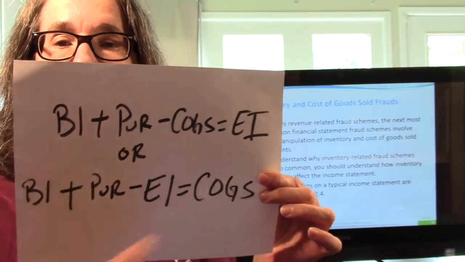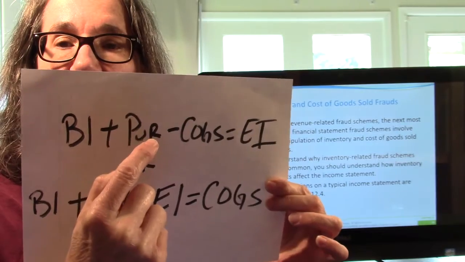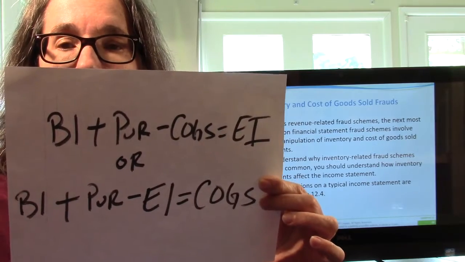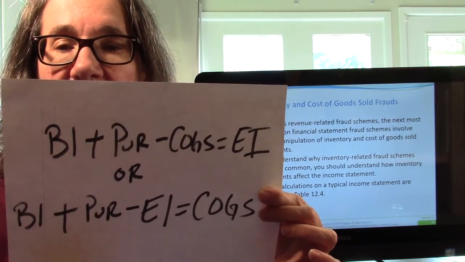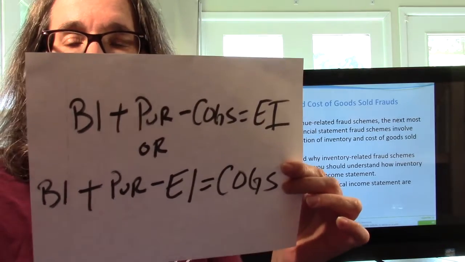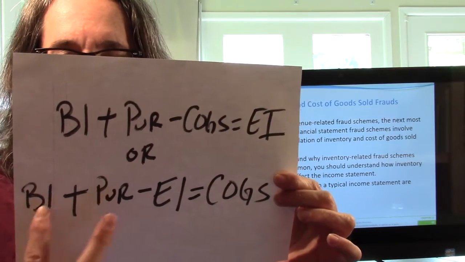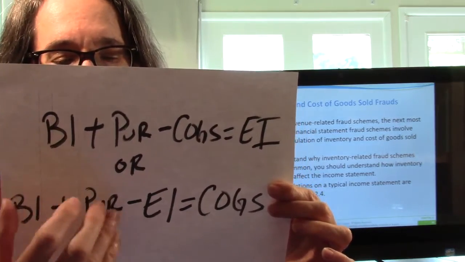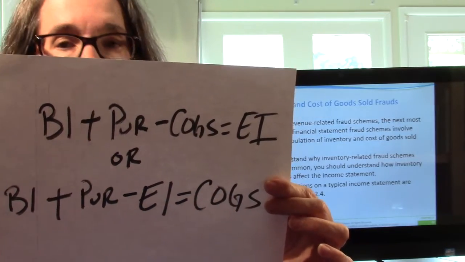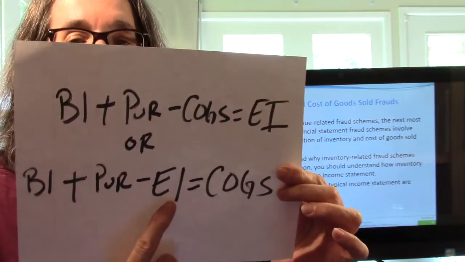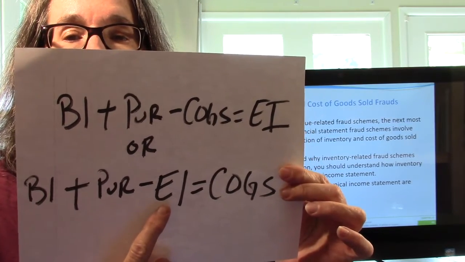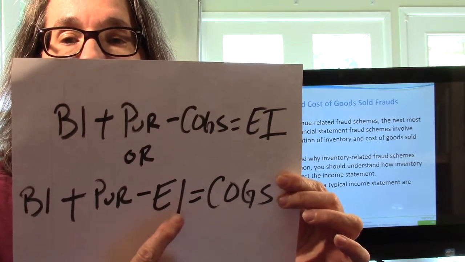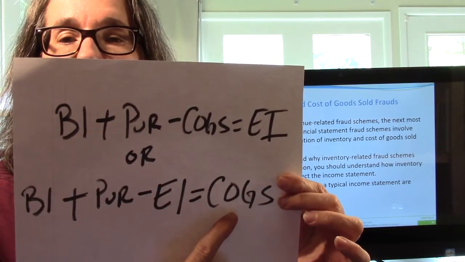All right, so we know that beginning inventory plus purchases minus cost of goods sold equals ending inventory, right? We call beginning inventory plus purchases goods available for sale. Of course, by the same token, using a little algebra, flipping that around, goods available for sale minus ending inventory equals cost of goods sold. So you can see that if you're overstating ending inventory, you're going to end up with an understated cost of goods sold, right? Because if you're subtracting too much here, then this is going to be too small.